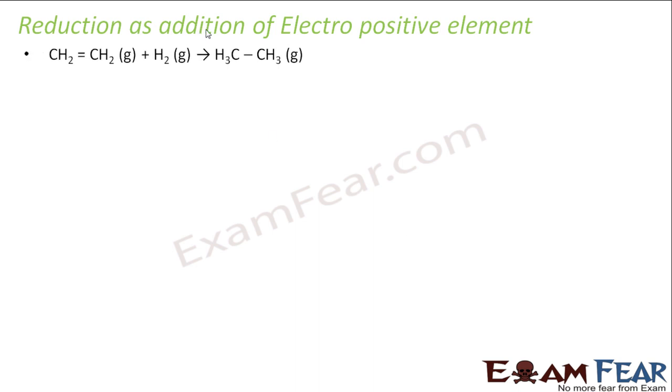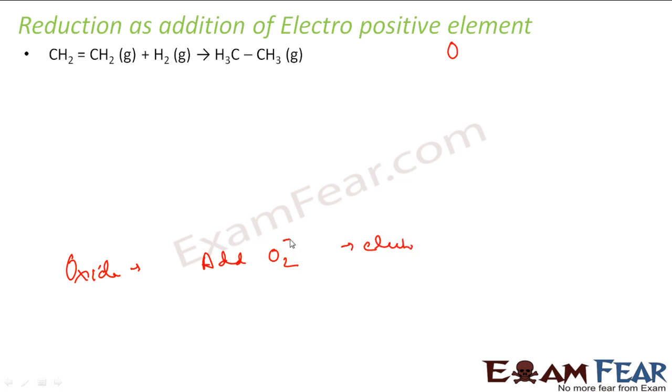Similarly for reduction, they had this process. Reduction is nothing but the opposite of oxidation. So it was addition of electropositive element. If you see, oxidation was what? Oxidation was adding of oxygen. If you don't remember, just remember oxidation is nothing but the old definition, addition of oxygen. Oxygen is what? Electronegative element, correct? So addition of electronegative is nothing but removal of electropositive, correct?